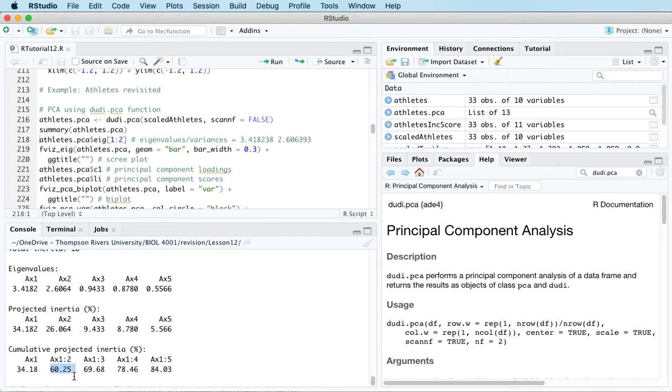It's much easier to work with 2 dimensions than a higher number of dimensions. If we did go to the third dimension, it explains another 9.4% of the variance, so we'd be up to 69.68, but it's a lot more challenging to work with 3 dimensions than 2. So in this case we're just going to stick with the first 2 dimensions and see what that will reveal about the structure in the data.